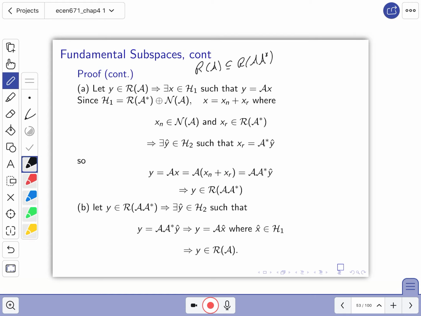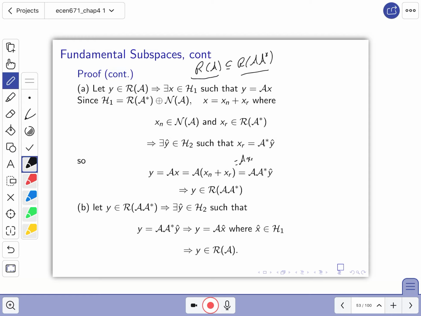I suppose I'm missing a statement here. This should be A operating on xr. And we know that xr is equal to A star y hat. Sorry, xr is equal to A star y hat. So y then is A star y hat, which means that y is in fact in the range space of A star.